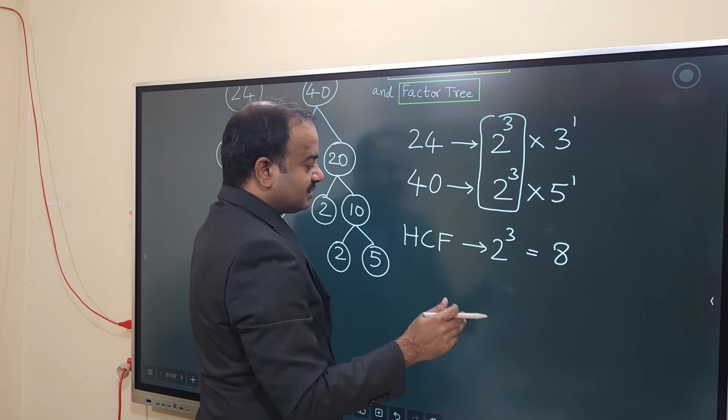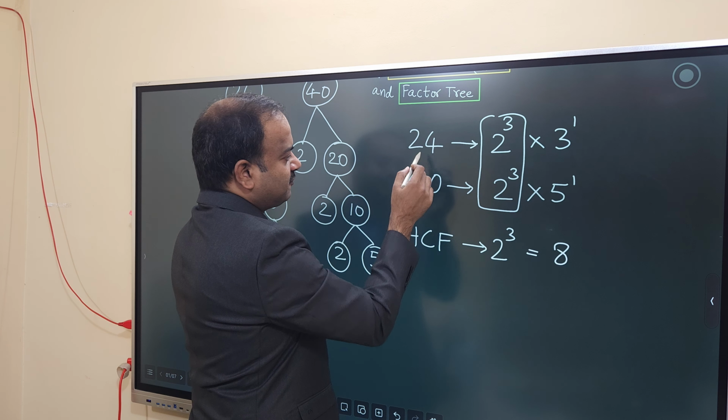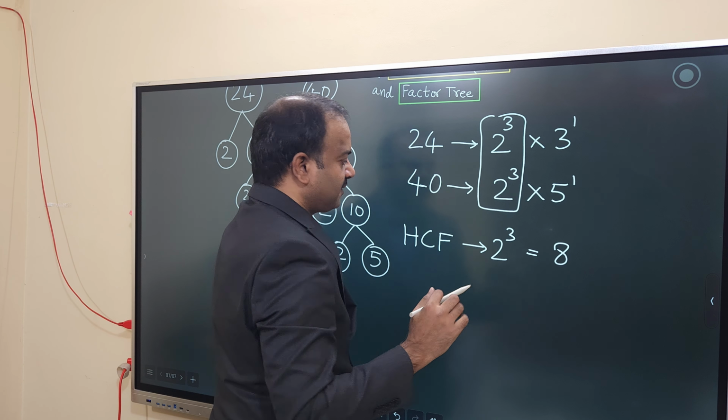So 8 is the highest common factor which divides both. 8 3s are 24, 8 5s are 40. So 8 is the HCF. Now LCM.